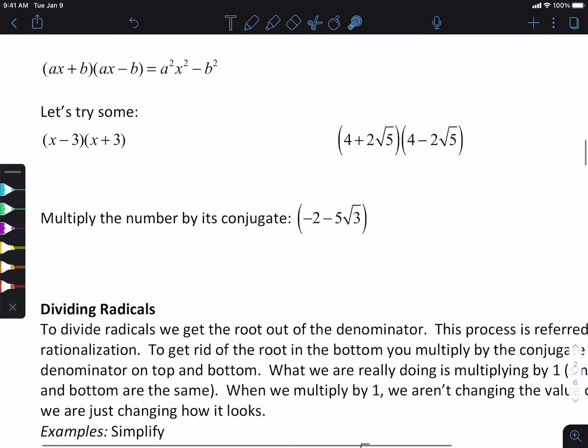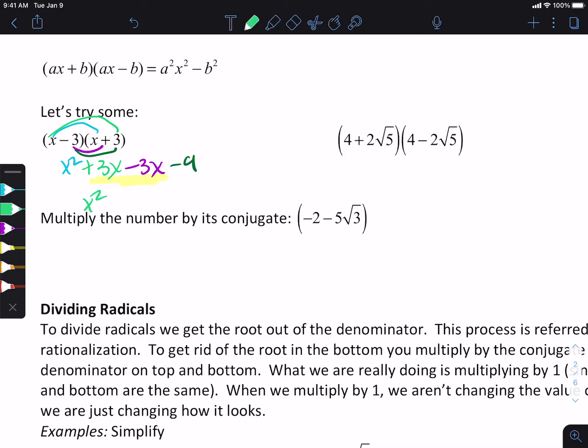So if we look here, if we do x minus 3 times x plus 3, we can do x times x is x squared. X times 3 is 3x. Negative 3 times x is negative 3x. And then we can do negative 3 times positive 3 is negative 9. Well, these two things go to 0, so we get x squared minus 9. So this is our final answer.